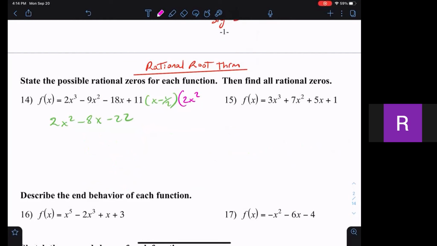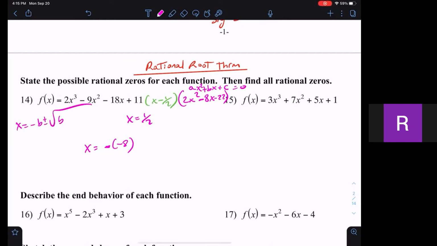Okay, they want you to solve anyway. They want you to solve because they say find all rational zeros. Okay, no problem. So this is x equals 1/2, and then we need to do the quadratic formula here to find the answer. So x equals -b. Remember, this is a, this is b, ax squared plus bx plus c equals 0, right? The formula is x equals -b plus or minus the square root of b squared minus 4ac over 2a, right?